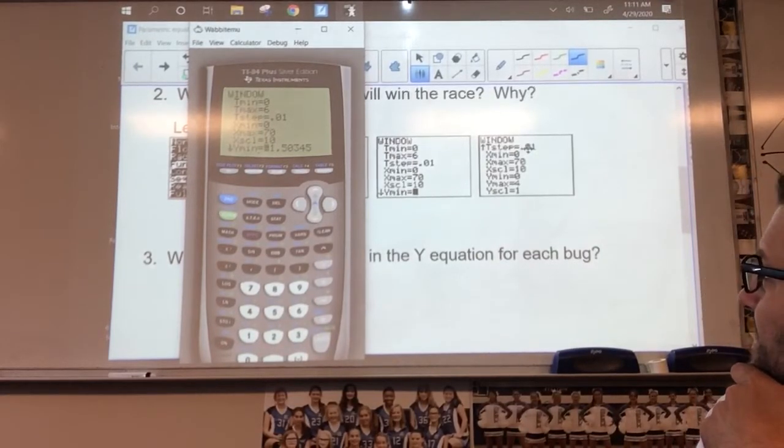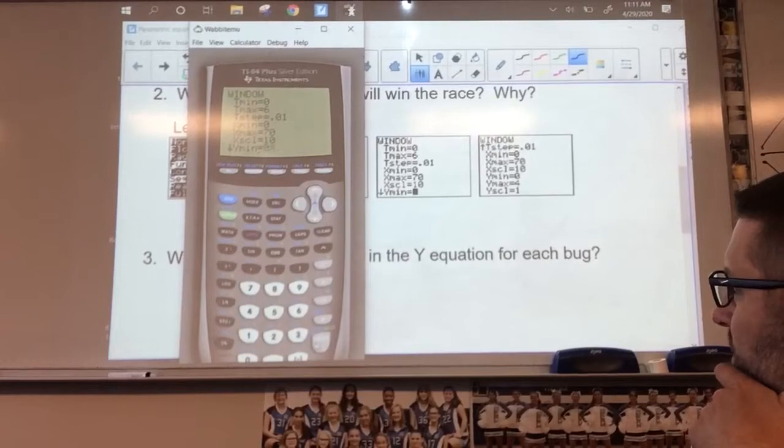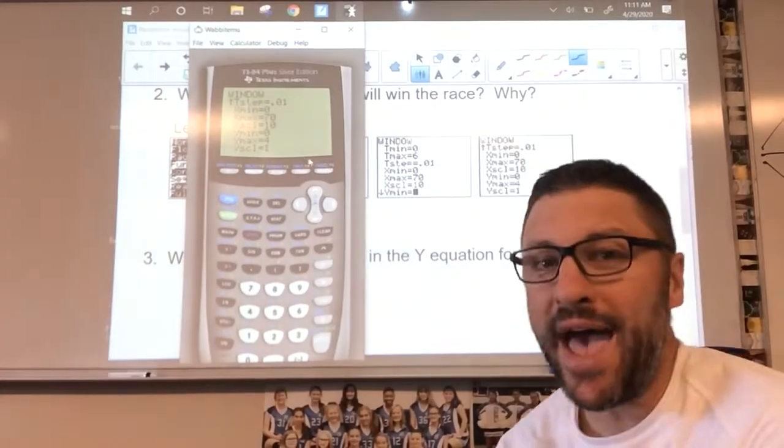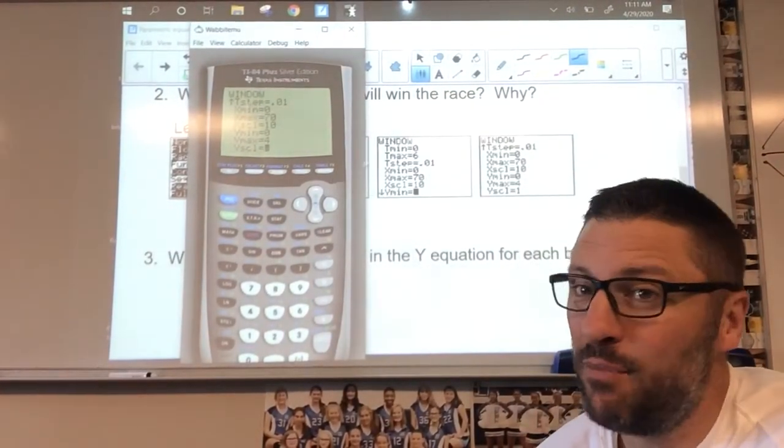It wants a t-step. We already have that. It wants a y-min of 0, y-max of 4, and a y-scale of 1. And when you hit graph, it's going to pop up on your calculator.